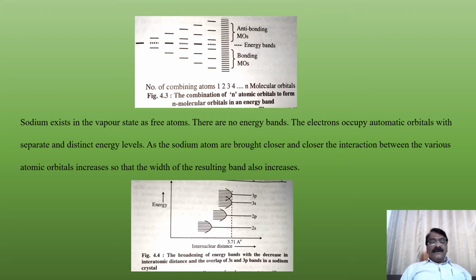See, in this figure, we see 1s, 2s, 2p, 3s and 3p bands overlap, and it shows the broadening, or increase in the overlapping, of atomic orbitals and energy bands also.